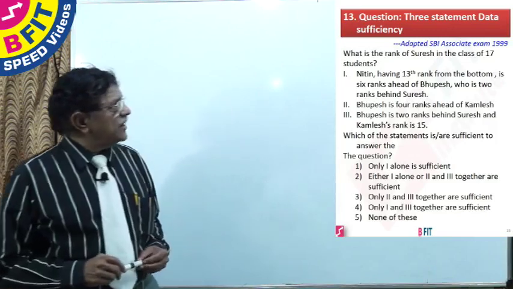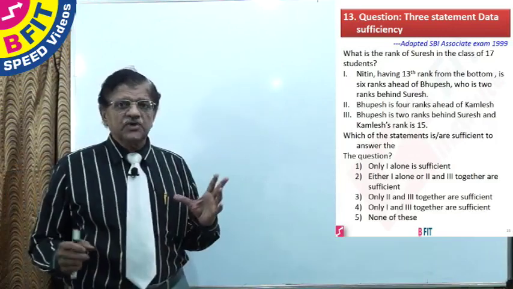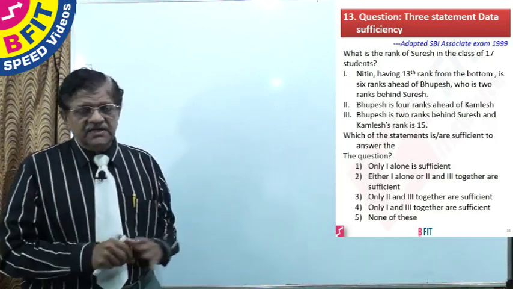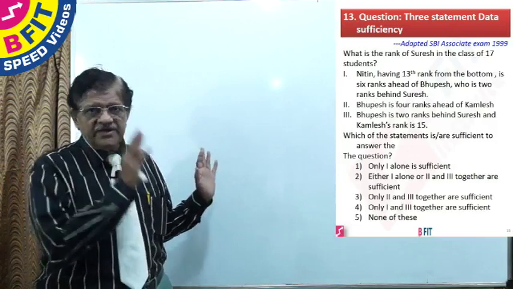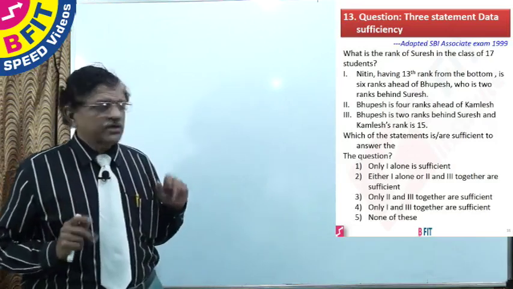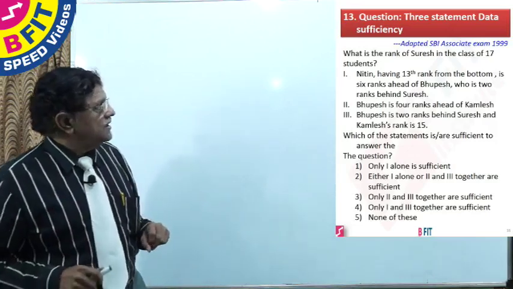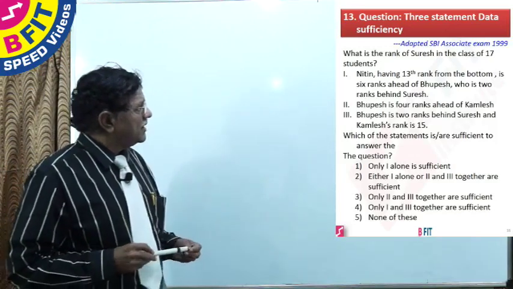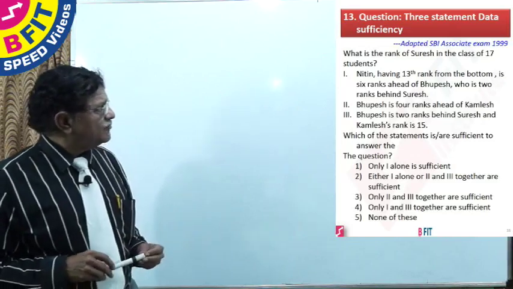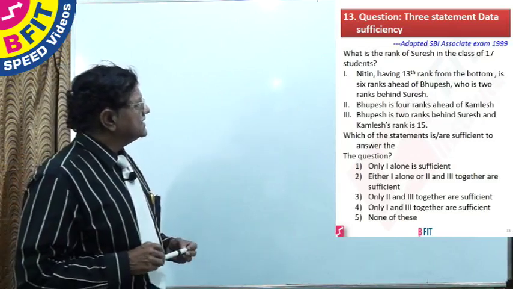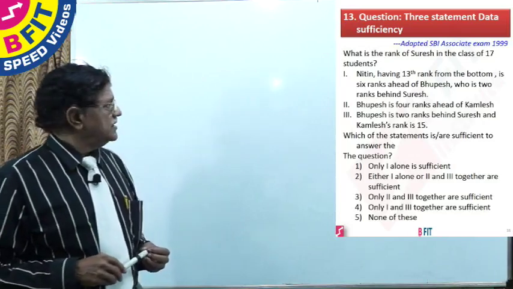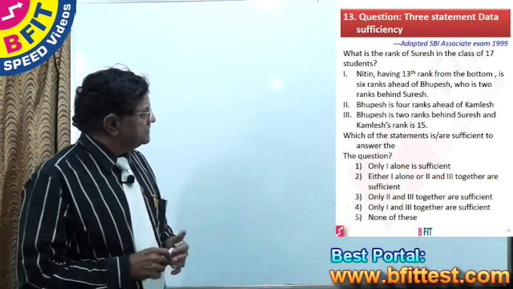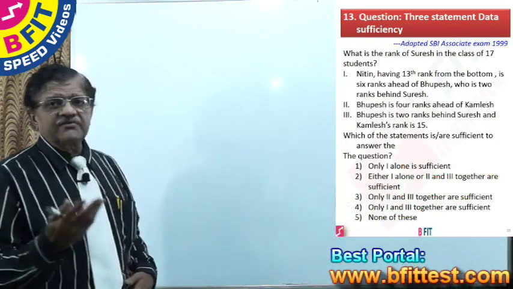Now, what is the question? What is the rank of Suresh in a class of 17 students? The total number of students, 17, is given in the question itself. Now, the data that is given is statement 1: Nitin, having 13th rank from the bottom, is 6 ranks ahead of Bhupesh, who is 2 ranks behind Suresh. Statement 2 is Bhupesh is 4 ranks ahead of Kamalesh.